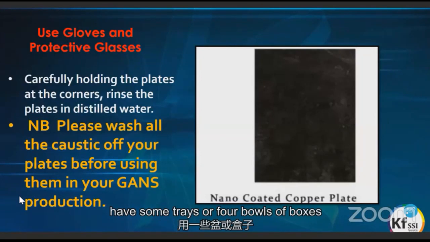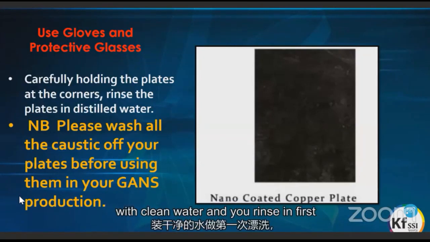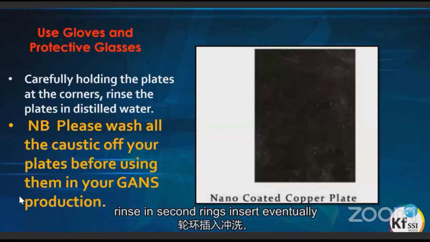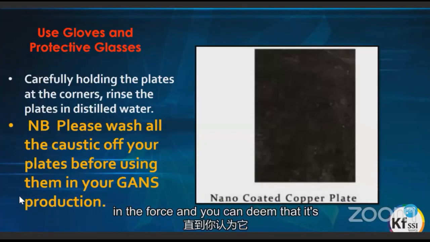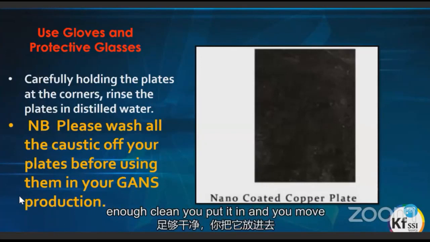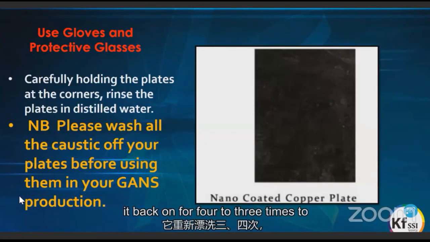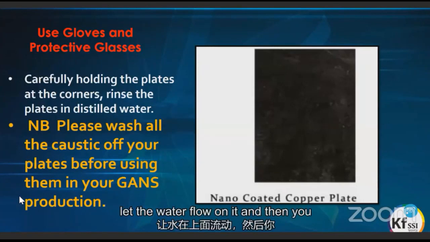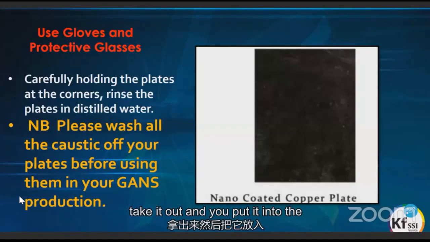So you have some trays or bowls or boxes with clean water, and you rinse in first, rinse in second, rinse in third, eventually in the fourth, and you can deem that it's clean enough. You put it in and you move it back and forth 2-3 times to let the water flow on it, and then you take it out and you put it into the final box where you store.